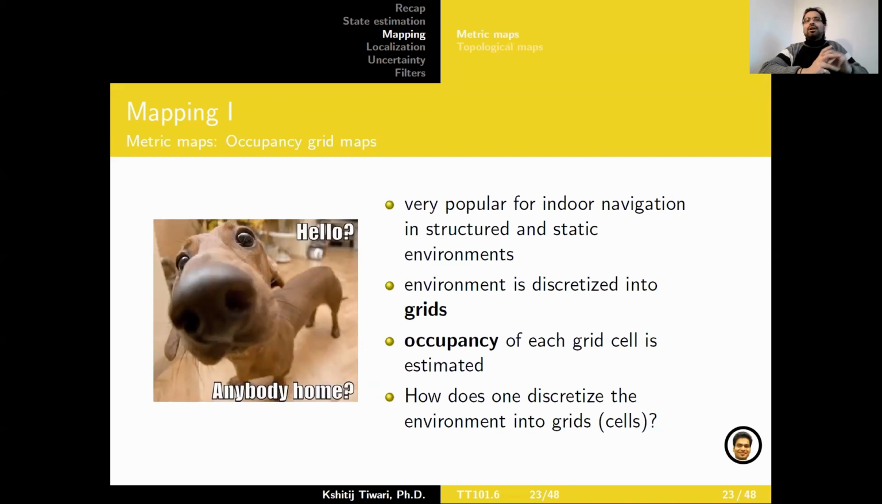And we break down the words occupancy and grid map such that the environment is discretized into grids, and then the occupancy of each grid is being estimated. That's why this dog is trying to ask you, anybody home? And you ask that question for every single grid once you've discretized the map into grids, okay? And if you're asking yourself, how does one discretize the environment into grid cells? Follow along.